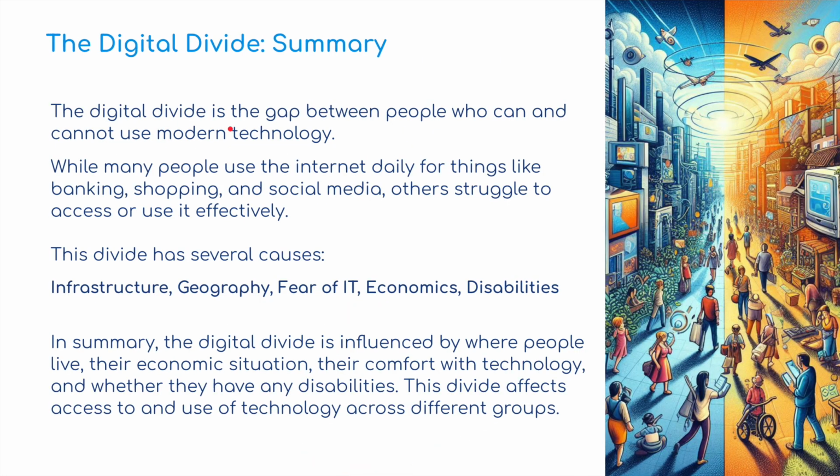So in summary, the digital divide is the gap between people who can and cannot use modern technology. While many people use the internet daily for things like banking, shopping, and social media, others struggle to access it or to use it effectively. This divide has several causes. We've touched upon infrastructure, geography, fear of IT, economics and disabilities. In summary, the digital divide is influenced by where people live, their economic situation, their comfort with technology, and whether they have any kind of disability. The divide affects access to and use of technology across different groups.